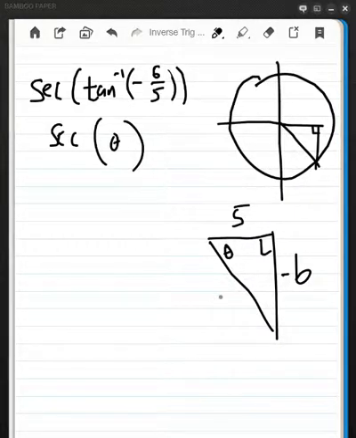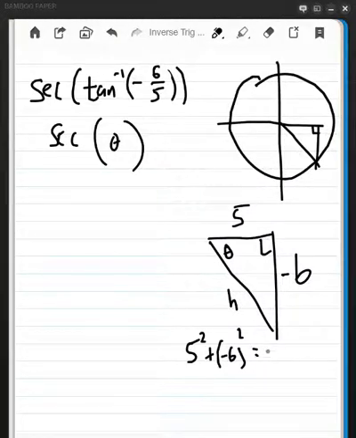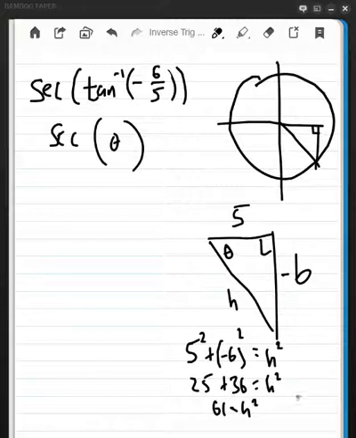Okay, and we got to figure out what the hypotenuse is before we move on. So let's do this. 5 squared plus -6 squared is equal to, let's call this h for hypotenuse, h squared. So that's 25 plus 36 is equal to h squared. This is 61 is equal to h squared. So h is equal to positive and negative root 61. We usually use a positive value for the hypotenuse because the hypotenuse really, in the grand scheme of things, is the radius of the circle, which just notationally we usually call positive. So we're going to call this a positive root 61.